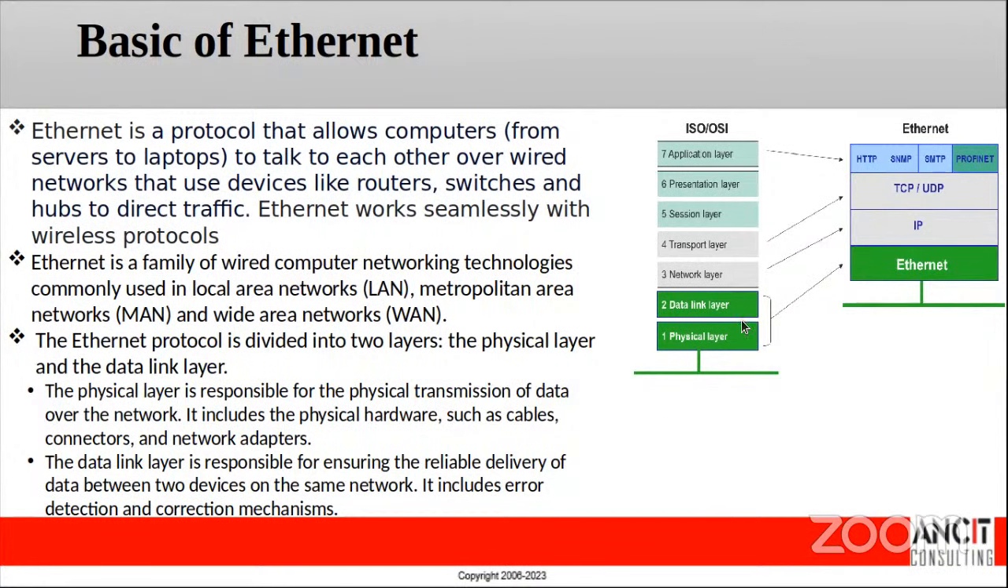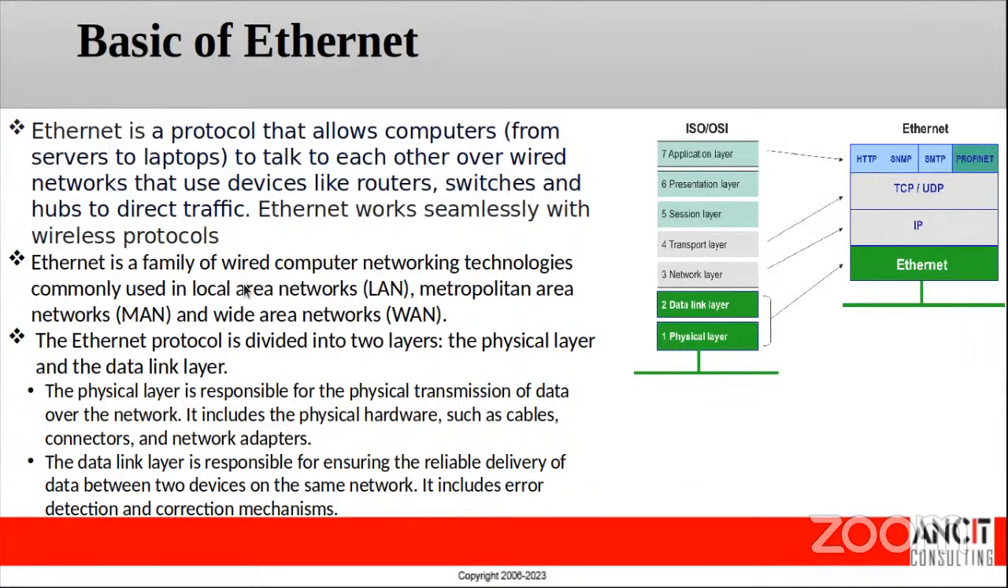We can see here where Ethernet comes: Ethernet comes in the data link layer and the physical layer. The physical layer is responsible for the physical transmission of data over the network. It includes the physical hardware such as cables, connectors, and networks. What will the physical layer do? It will convert the binary values to voltage levels. After that, we have ports and cables.